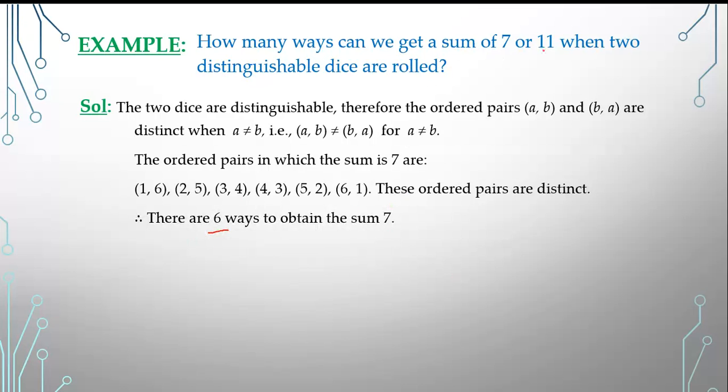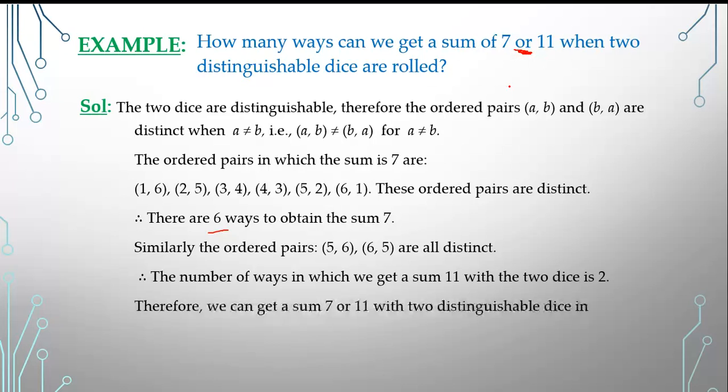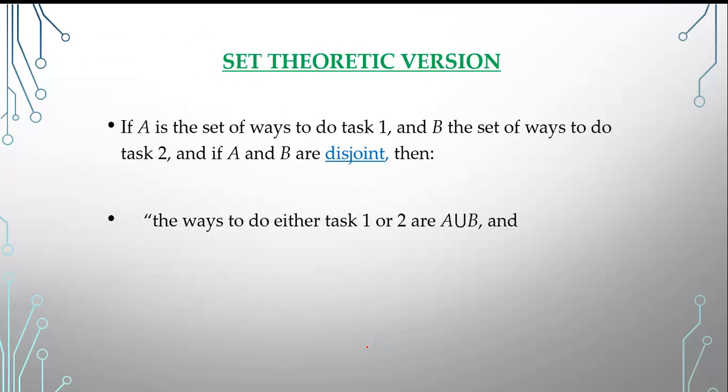Now to get the sum 11, how many ordered pairs do we have? That is only 2 ways, 5, 6 and 6, 5, which give the sum 11 from the 2 dice. Now either-or is here, so remember this: or means you have to use the sum rule, either this or this we have to take, right? So we use the sum rule here, that is 6 plus 2. Total ways to get the sum 7 is 6, and total ways to get the sum 11 is 2, so that is 6 plus 2, total 8 ways, right?